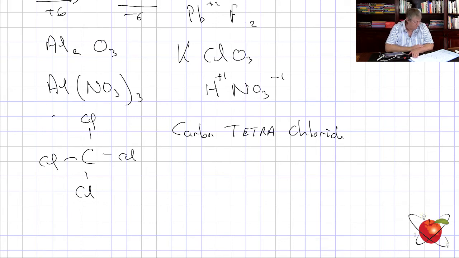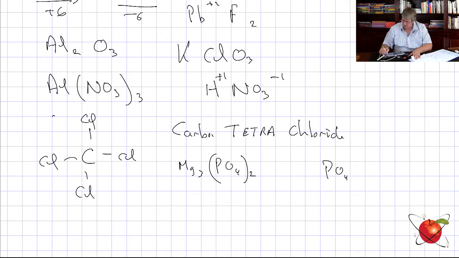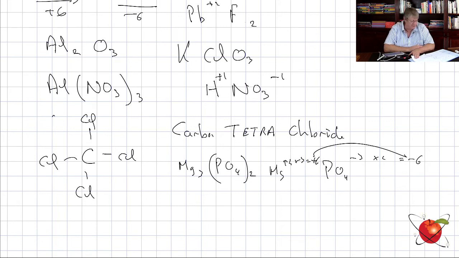And then the next one is Mg3(PO4)2. Wow. Mg3(PO4) and a 2. Okay? Well, we can go through this if you like. PO4 was -3. So I've got 2 of them, which is -6. And Mg is +2 times 3 is +6, right? There we go. There's my balancing out. And it's magnesium phosphate, right?